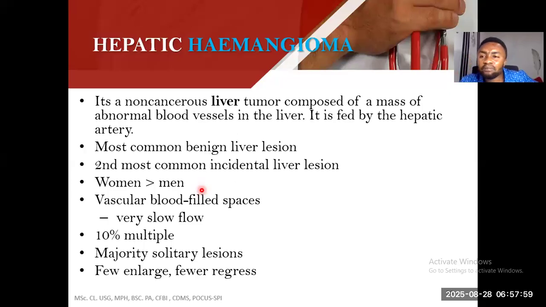Do you understand? Most of the time hemangiomas are solitary, like one. That means solitary, but they can be multiple. So 10% are multiple. Few enlarge, few regress. Meaning that if it is there, it's unlikely that the hemangioma will regress by itself. And mostly, the size that you get today, when you measure in 1 year's time, it may be the same size.